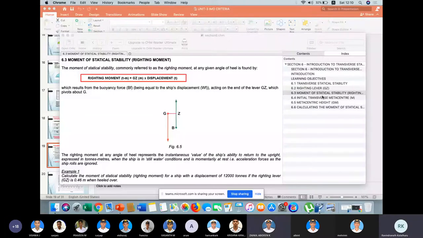Have you done plotting a GZ curve? So yes, we find the GZ. And then between GZ and what values? Angle of heel. Okay, between GZ and angle of heel. Fine. But how do you find the GZ values? GZ is equal to GZ sin theta?